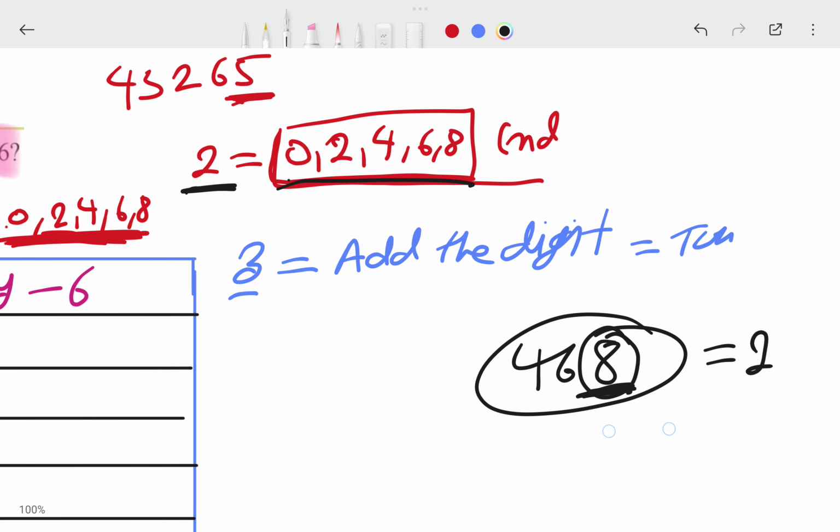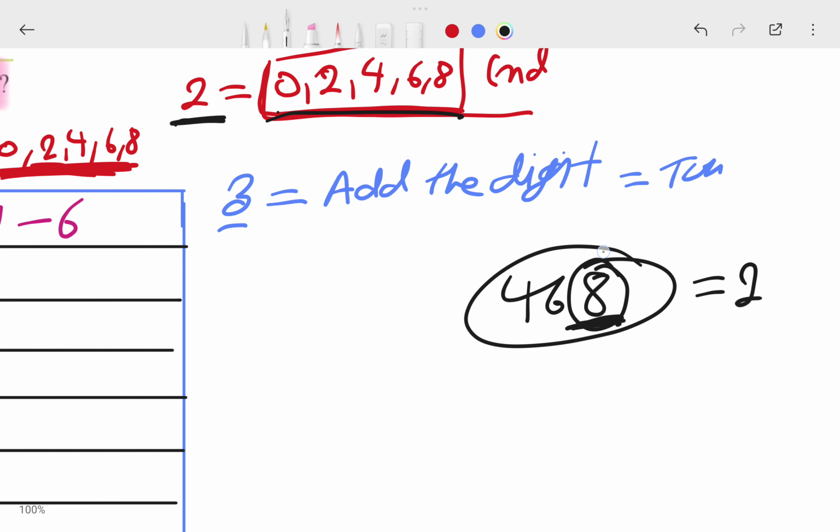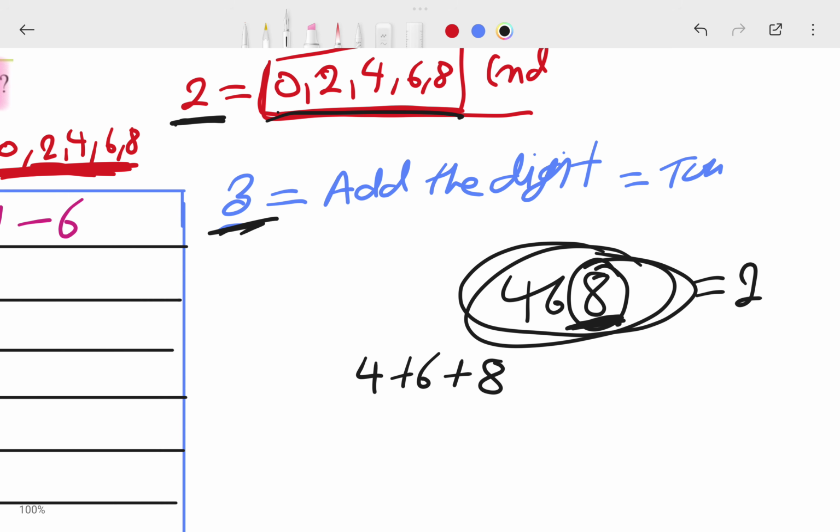Okay, that's cool. How can you say this number is going to be divided by 3? Just add the digits, and then whatever answer you get, see if that answer is in the 3 table or not. So here, 4 plus 6 plus 8, add those numbers. 4 plus 6 is 10, plus 8 is 18. Is 18 in the 3 table? Yes, 18 is in the 3 table. So it means that this number is going to be divisible by 3.